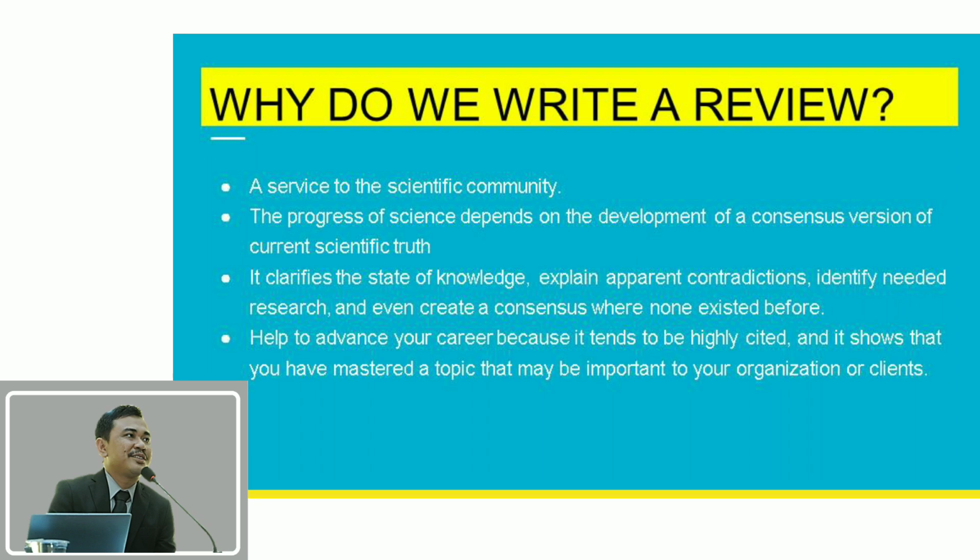So writing a review paper, you try to grab many people's ideas and try to classify their ideas, and then you understand, oh, this group of people are saying the same things like this, and the other group is saying different things, and then you try to compare the difference between the two groups. So in that sense, you are trying to make two groups of consensus. This is the ability of scientists, to review people's ideas and try to classify and relate among them, so you can make different schools of thought maybe, or groups of thought. Okay, and it can also help you to advance your career because it tends to be highly cited, and it shows that you have mastered a topic that may be important to your organization or your client.